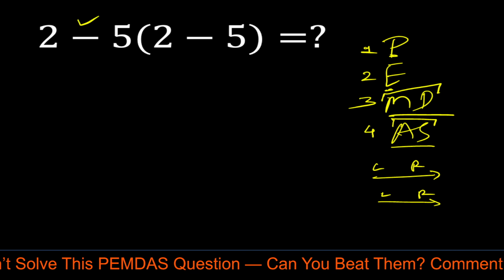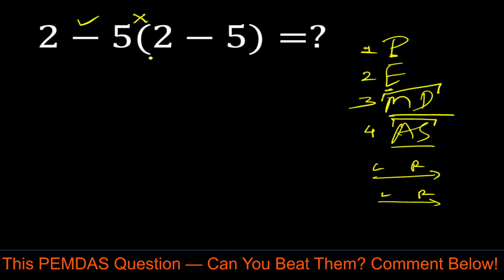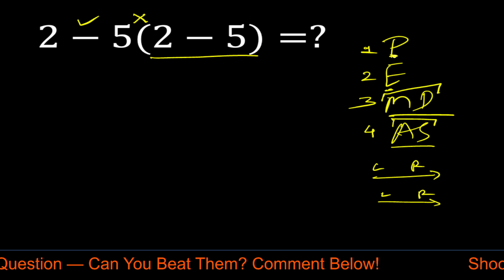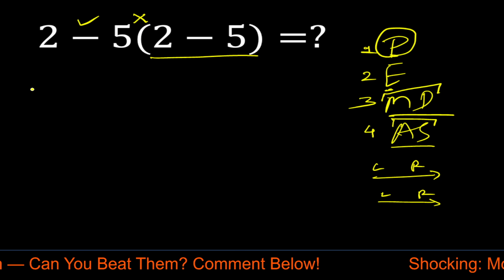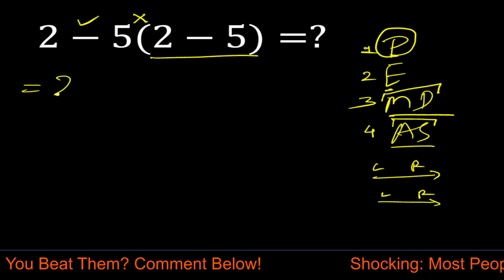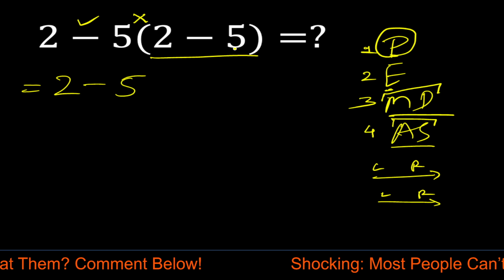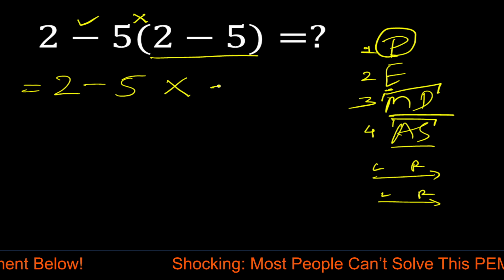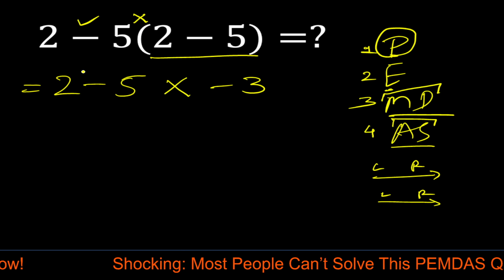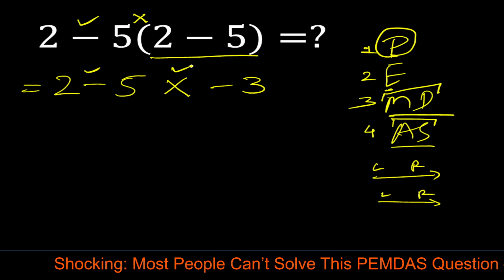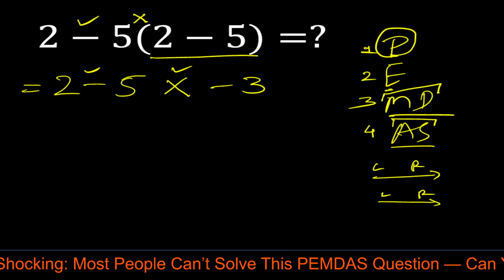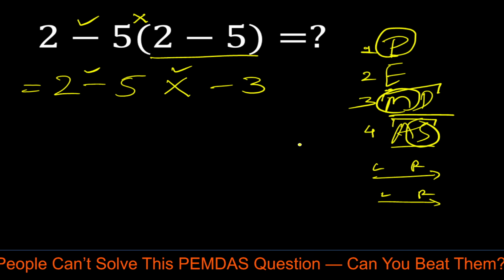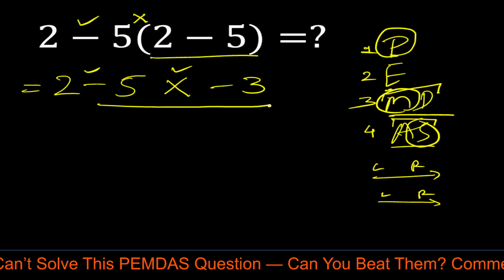So in this question, here we have subtraction, here multiplication, and here we have one parenthesis, right? So according to PEMDAS rule, first we have to solve parenthesis. So now 2 minus 5, now solve this parenthesis first. 2 minus 5 is equal to minus 3, so times minus 3, right? Now here we have subtraction and here multiplication. So according to PEMDAS rule, first we have to solve multiplication, then we have to solve subtraction, right? So first we have to solve this multiplication.